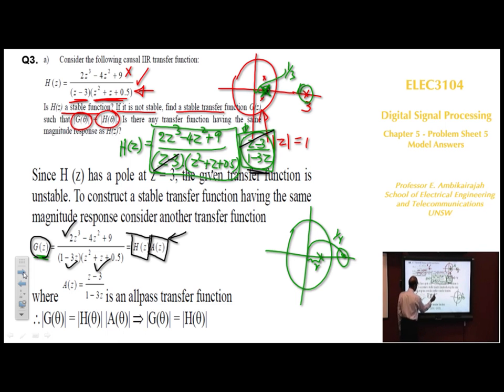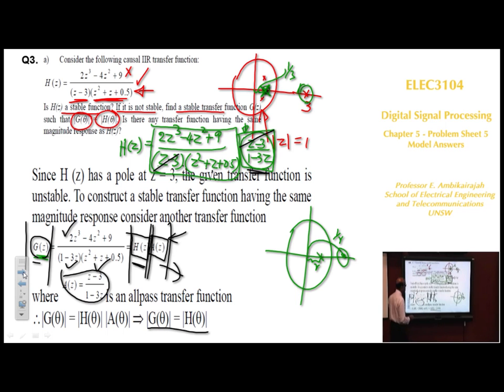This is an all pass filter, and when you do that, that's given here, look. The magnitude response of this one and this one, this is 1, so this and this are exactly the same. But the system is stable. So it's just a clever way of doing it. This is where the all pass filter thinking comes into play. It can be used to cancel out a pole which is outside the unit circle, so the overall system will be stable. At the same time, they have the same magnitude response. Think about it again.